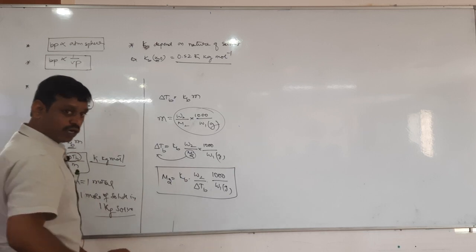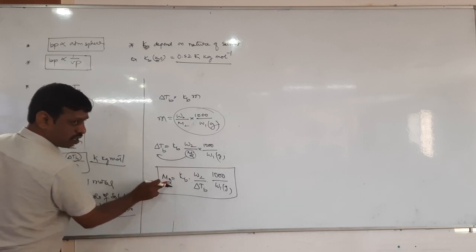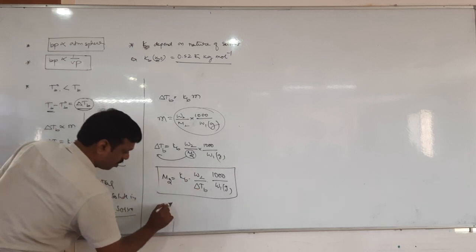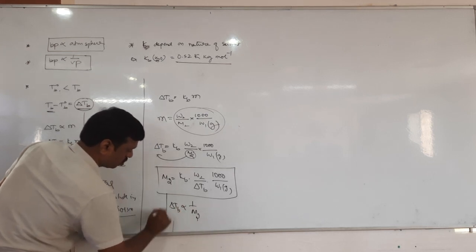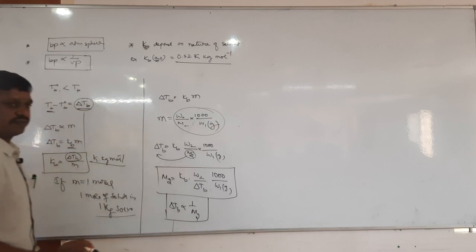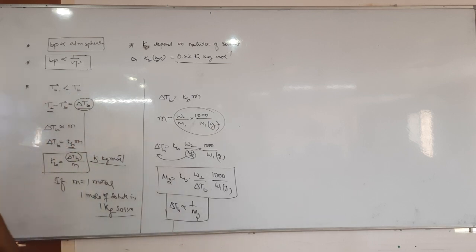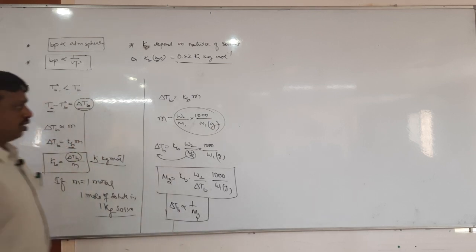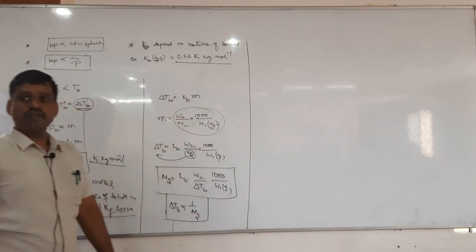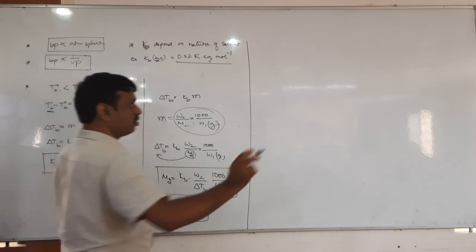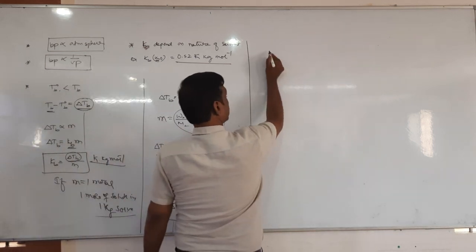Okay, now tell me, what is the relation between molar mass of the solute and delta Tb? Delta Tb is inversely proportional to molar mass of the solute, right? So till here completed, right? I think we have not done graphical representation of elevation in boiling point. Graphical representation.